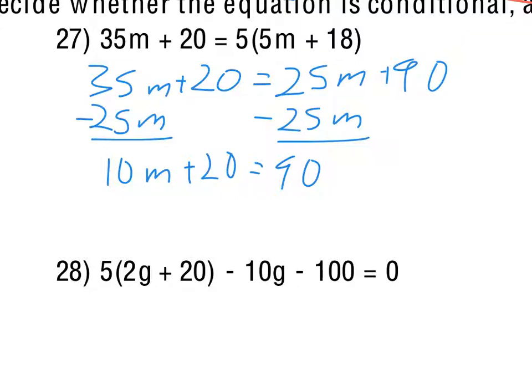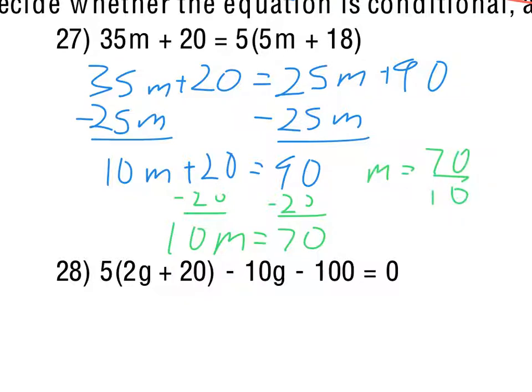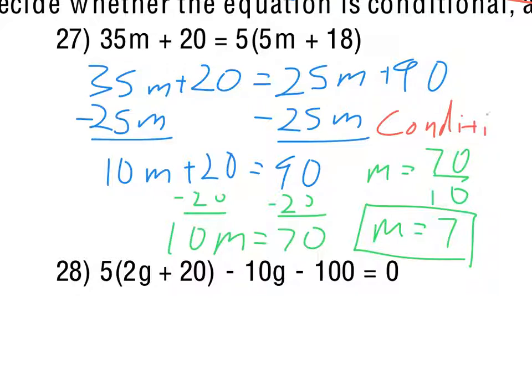From there, we would subtract the 20 from both sides. That gives us 10m equals 70. Divide both sides by 10, and we get m equals 70 over 10, which of course reduces down to just plain old 7. So this one is conditional, so make sure that we identify that somewhere. So it's conditional, and then the solution is m equals 7.